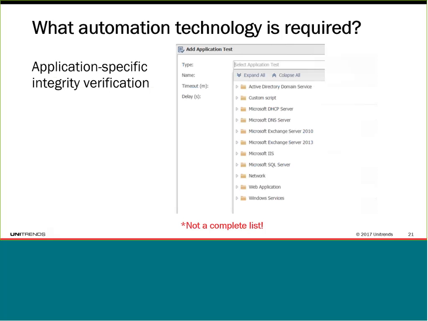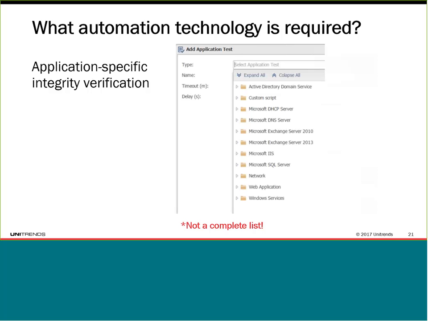Now, the next is application-specific integrity verification. So what do we mean by that? Obviously there can be multiple applications within a business service, right? You can have databases, so let's say you have SQL there. You could have application servers, you can have web servers. The list you see in that screenshot is not a complete list by any means.